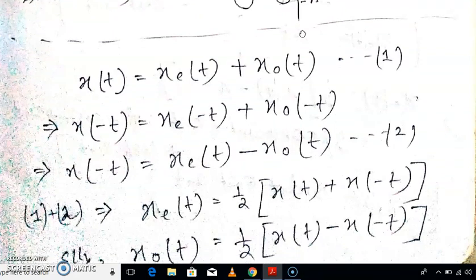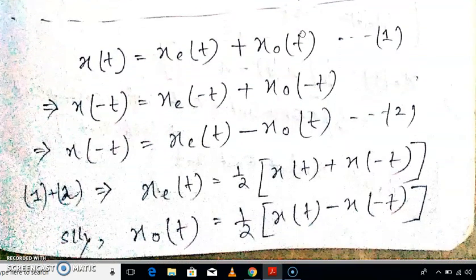So we can develop some equations for even and odd signals. Take any continuous-time signal, say x of t. Every signal is a combination of two parts: one is the even part and the other is the odd part. Suppose the signal x of t equals a cos t. The cos t is an even signal, so the odd part is 0. But suppose a signal is x of t equal to cos t plus sin t. Here the even part is cos t and the odd part is sin t.